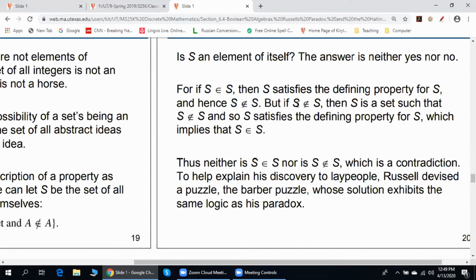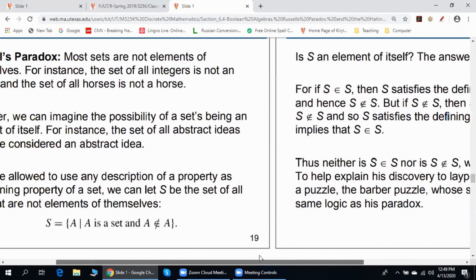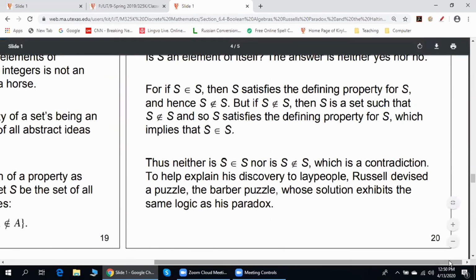Vice versa. Suppose S is not an element of itself. If S is not an element of itself, then S does satisfy this property. Means S is an element of itself. So if S is not an element of itself, S is an element of itself, and we get a contradiction. Any questions here?